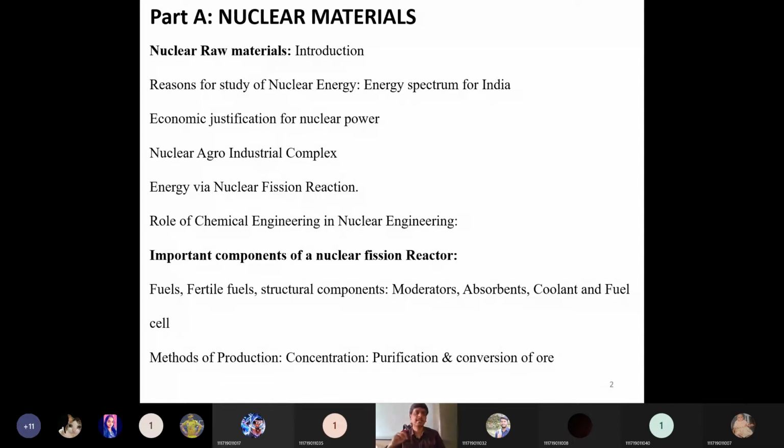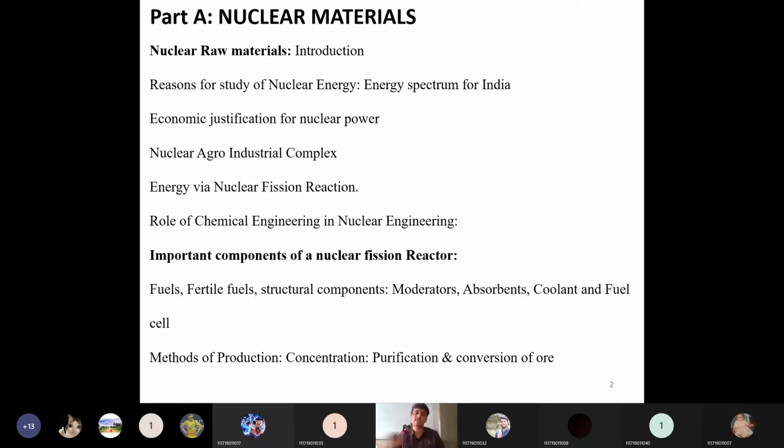Then next are the reasons why we have to study nuclear energy. What is the energy spectrum for India? What is the economic justification of nuclear power? Apart from conventional energy sources like hydro power generation and steam power generation, why do we have to use nuclear energy instead of the conventional sources? How advantageous is this? We will be discussing in detail.